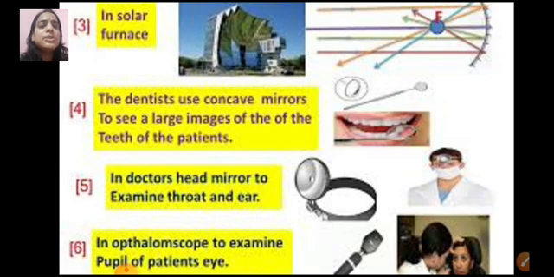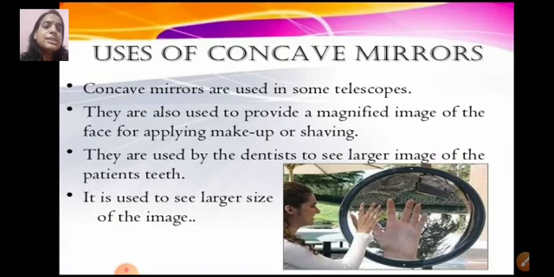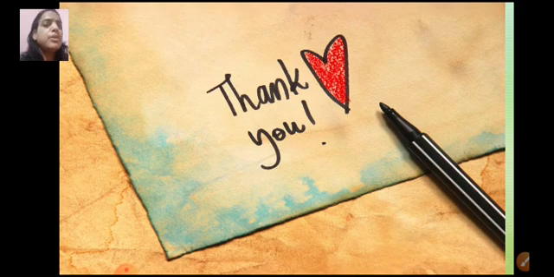Dentists also use concave mirrors to see large images of the teeth of the patients. Doctors use a head mirror to examine throat and ear, and also in ophthalmoscope to examine the pupil of the patient's eye. There are some other uses also of concave mirrors. They are also used in telescopes. They are also used to provide a magnified image of the face for applying makeup or shaving. They are used by the dentist to see a larger image of the patient's teeth, and it is also used to see a larger image of any object.